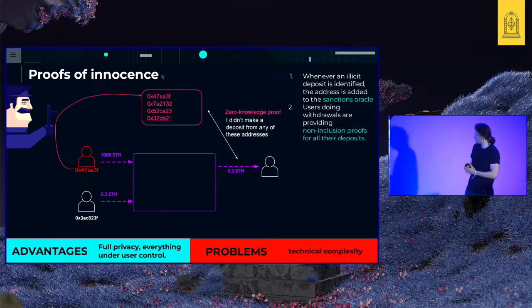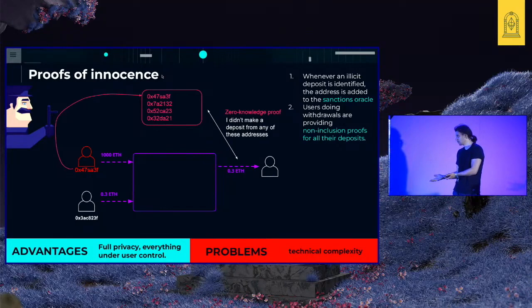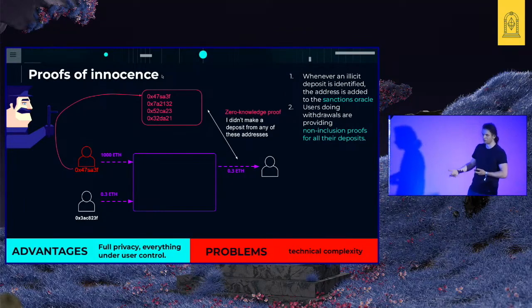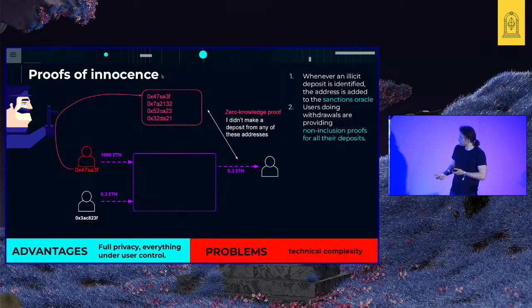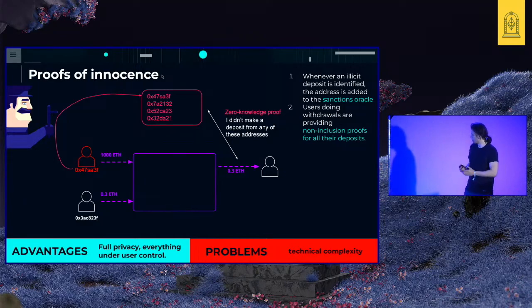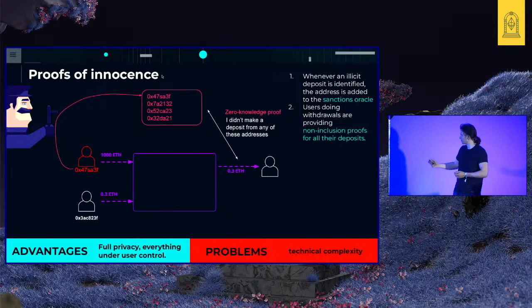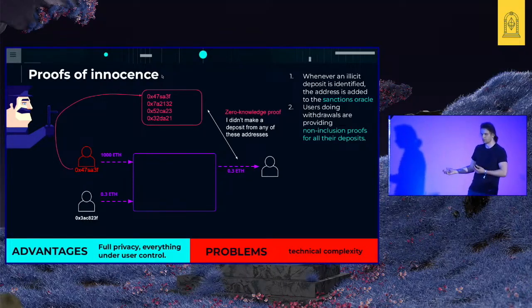And there are basically two options for users. Either they provide this proof that they are innocent, or, if for some reason they cannot provide this proof, and the reason can only be that the funds are originating at one of these addresses, well, we do not actually freeze these funds. The other option is always that they can reveal everything. If they reveal the trace, they can always withdraw. So there is no fund freezing. But if they are not able to provide the proof of innocence, they cannot use it as a mixing device. So that's the general scheme. Of course, it's pretty complex. In particular, this proof that I didn't make a deposit from any of these addresses is called a non-inclusion proof, and technically it's a pretty tricky thing to prove, but possible.